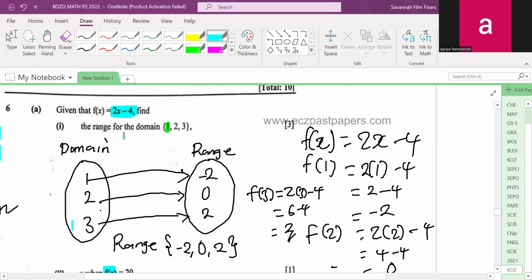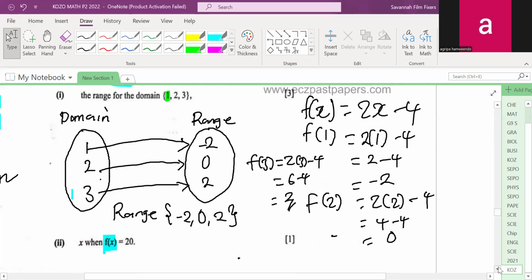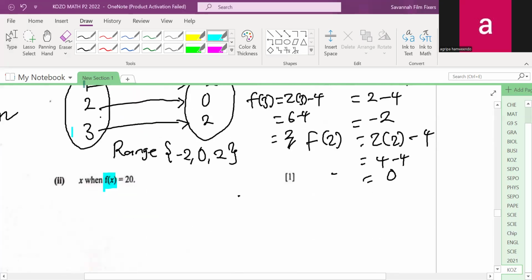So where there is f of x, we have to plug in 2x minus 4. That's what the question is saying. So 2x minus 4 is equal to 20. You are now following, right? Yes.